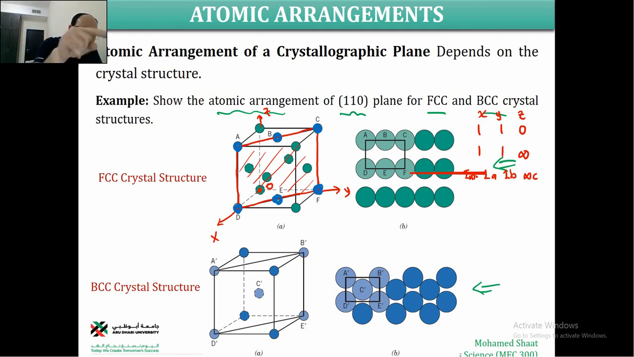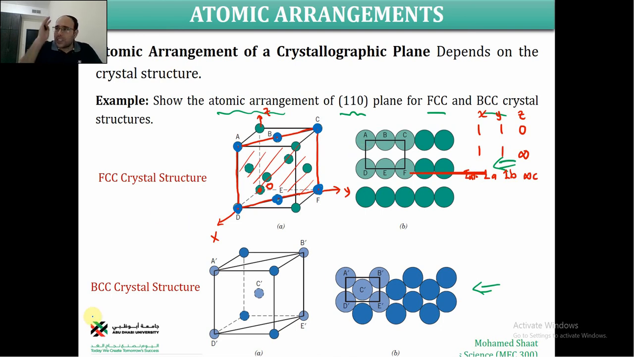Why? Because this is FCC crystal structure. So for the FCC crystal structure, the arrangement of the atoms over this plane will be arranged in this way. You're going to have one atom at this corner, one atom at the other corner, one atom at this corner, at this corner. So at the four corners, since any plane is rectangular, it has four corners. At every corner there is an atom, and in the middle of this edge and this edge there are other atoms. But there are no atoms in the middle of that edge or this edge. Make sense? This is for the FCC crystal.